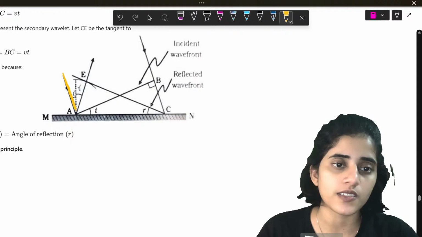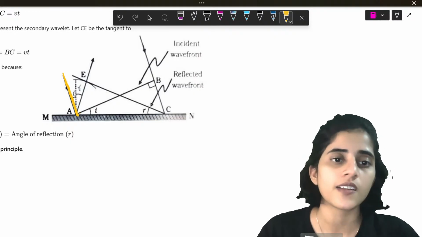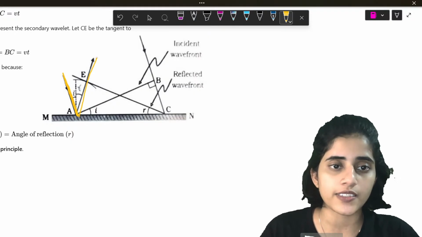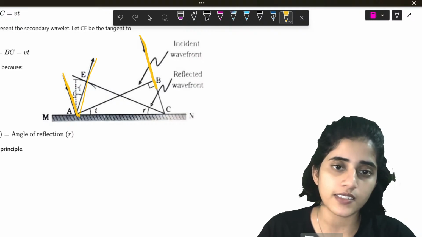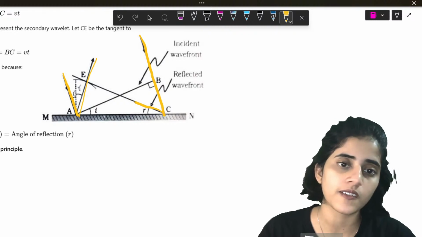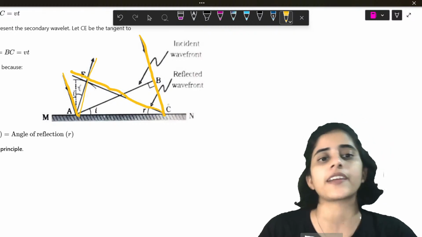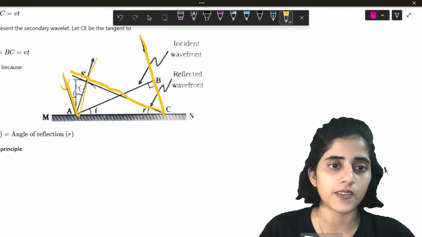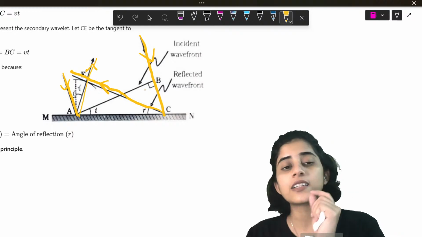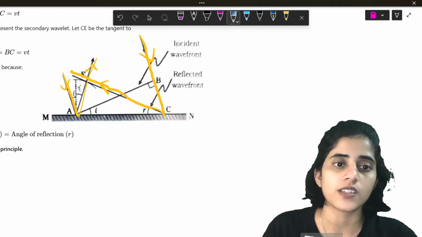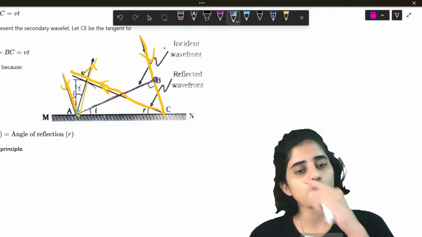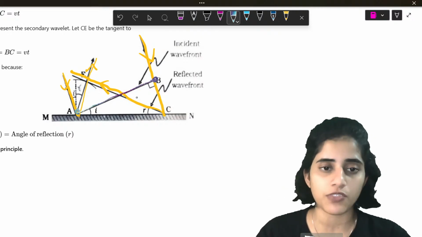So this is an incident ray. This ray is reflected. There's another incident ray that is also reflected. Now what I do? The two incident rays, I join them to get my incident wavefront. So which are my two incident rays? This one and this one. So I join them, I get my incident wavefront.